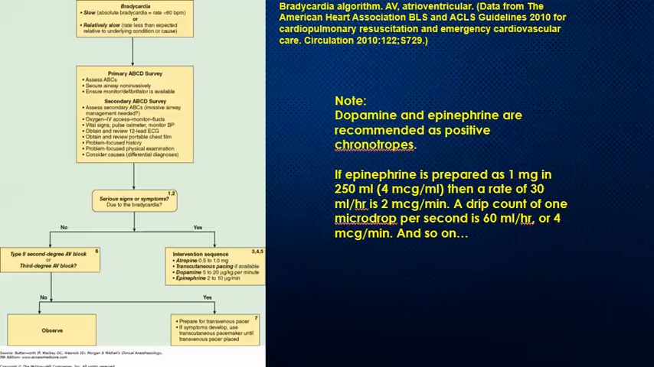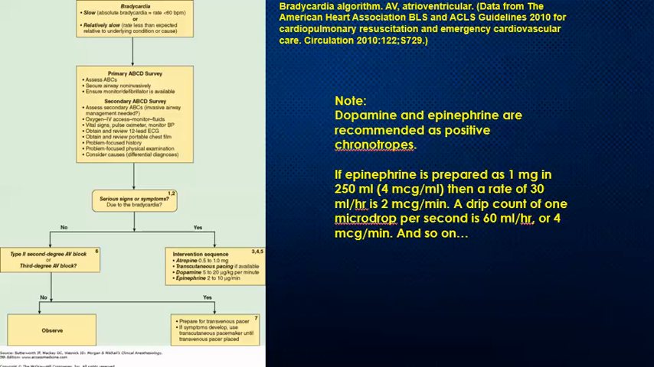In this algorithm, it is apparent that if there are serious signs or symptoms due to bradycardia, an intervention sequence of atropine, transcutaneous pacing if available, and the use of positive inotropic and positive chronotropic agents such as dopamine or epinephrine are indicated.